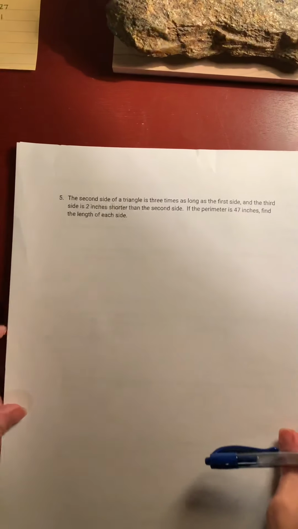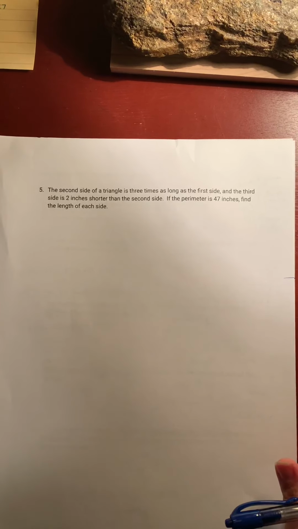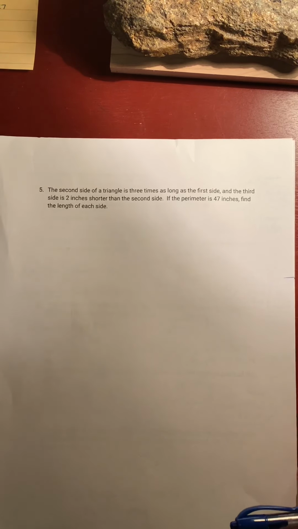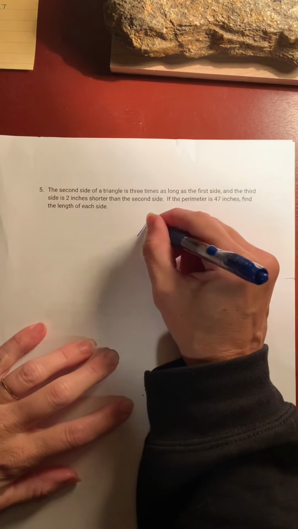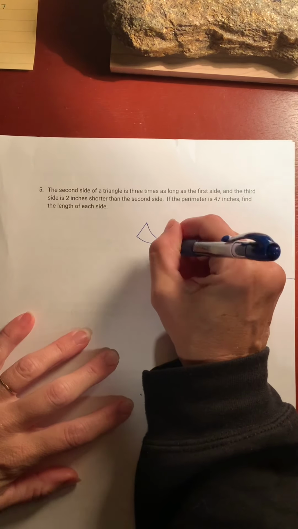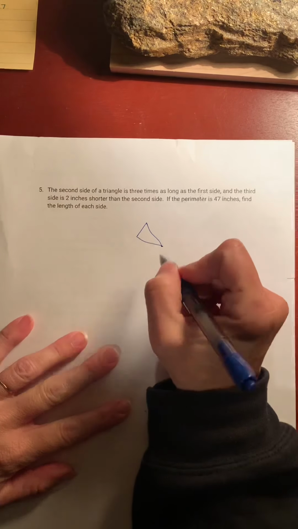All right, last one. Okay, we've got a triangle again. Sorry about the shaking. Try this one yourself. See if you can set it up. So take a second, pause the video, draw yourself a triangle and try it. Come back when you're ready.